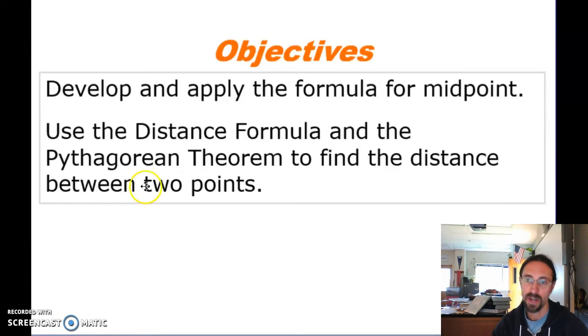Hey, in this lesson, we're going to talk about midpoint, distance formula, and Pythagorean theorem.